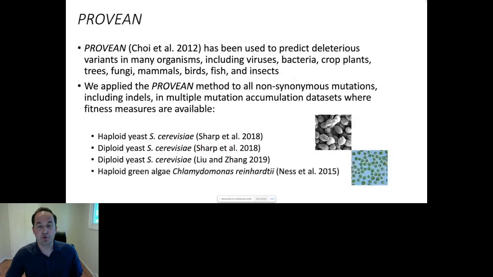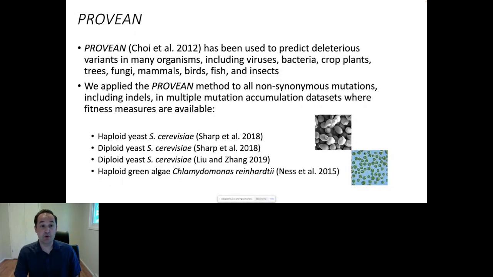We use this method called Provean, and it has been used to predict whether variants are deleterious in quite a few different organisms now. It's really popular in ecology and evolution studies. As you can imagine, if you're working particularly in a field-based organism or something where experiments are really challenging, you don't have very many direct ways of testing the effect of a mutation, and so tools like this could be really valuable. So it's been used in viruses, bacteria, crop plants, trees, fungi, mammals, birds, fish, and insects. So it runs the whole gamut of studies.